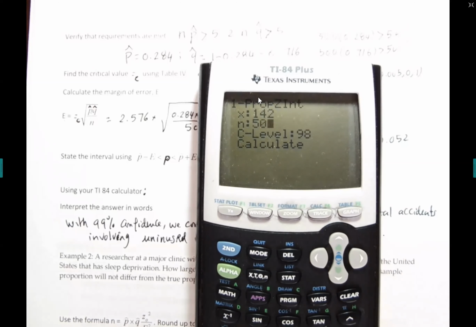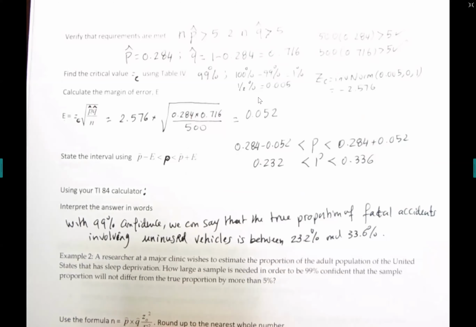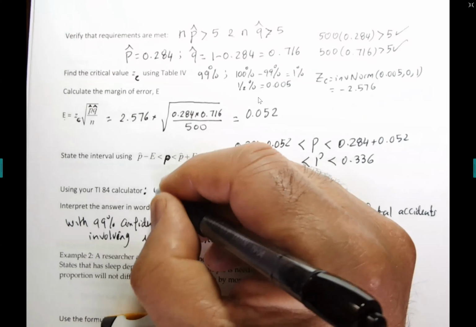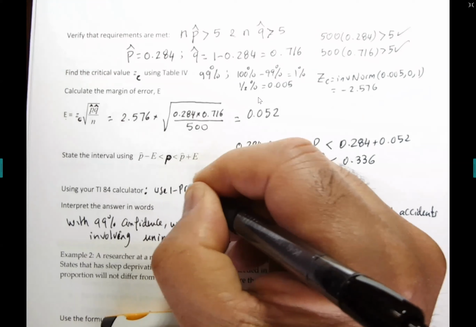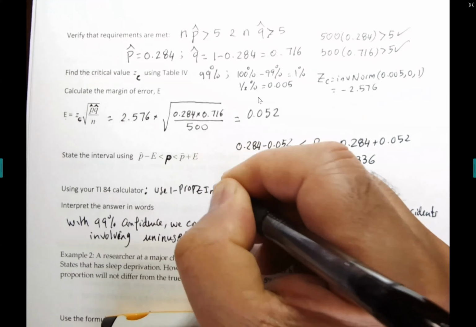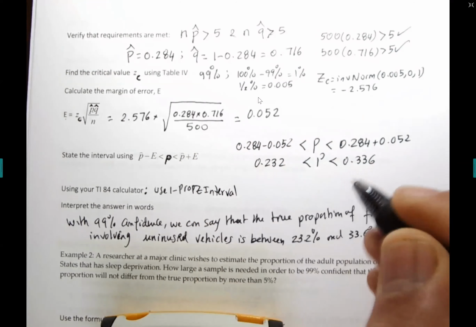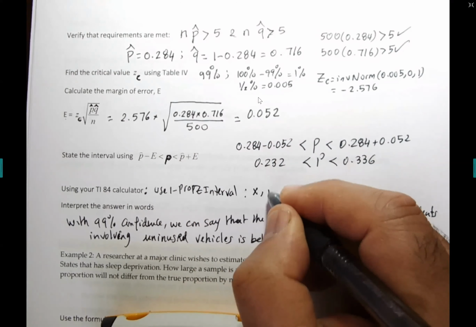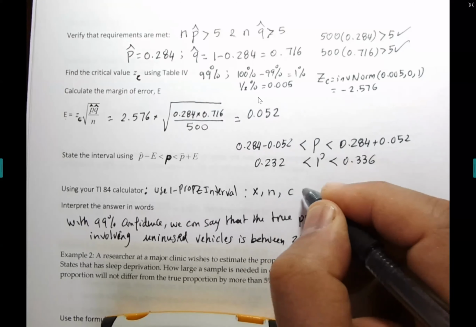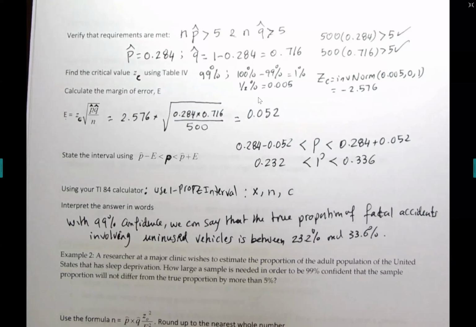500, and then 99, hit calculate, and here you go, 0.232, and then 0.336. That's exactly what I got. So I'll put here, use 1-PropZInt. Enter the value of X, then N, then the confidence level, and you should be able to do it.